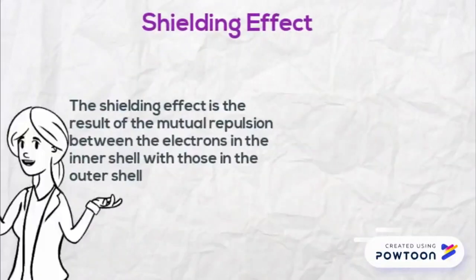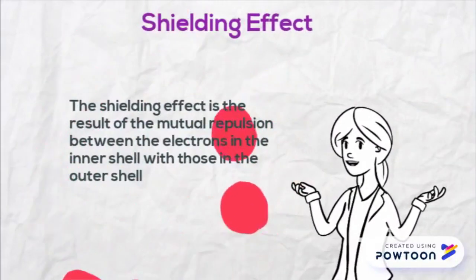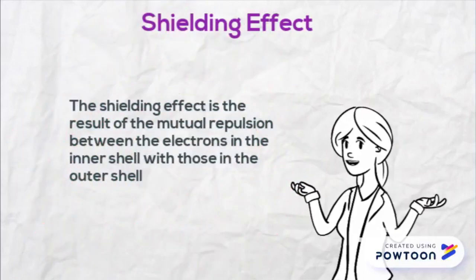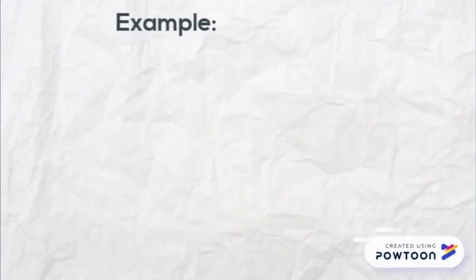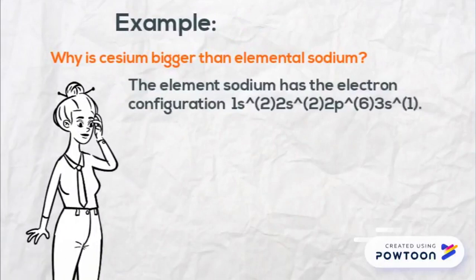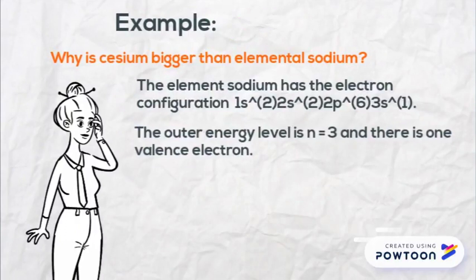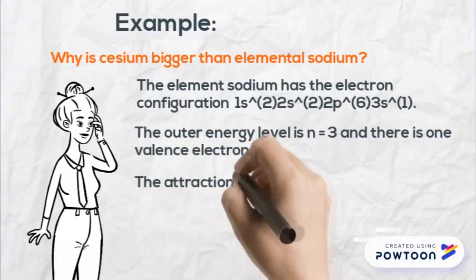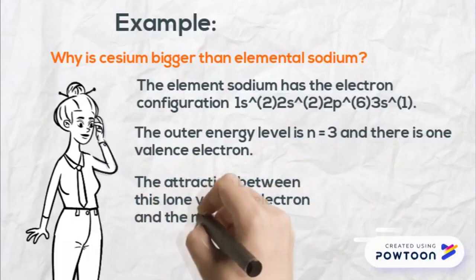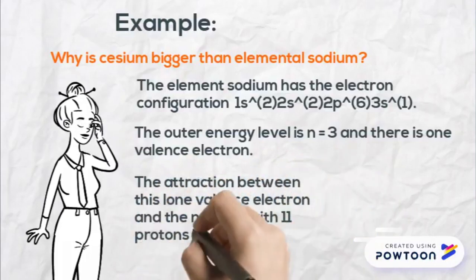The next factor is the shielding effect. It is the repulsion between electrons from the inner shell and the outer shell. An example is the question, why is cesium bigger than sodium? The electronic configuration for sodium is 1s2, 2s2, 2p6, 3s1. The shielding effect is lower for this element.